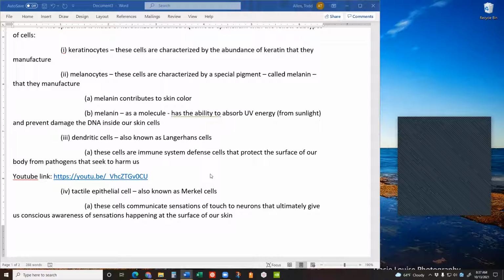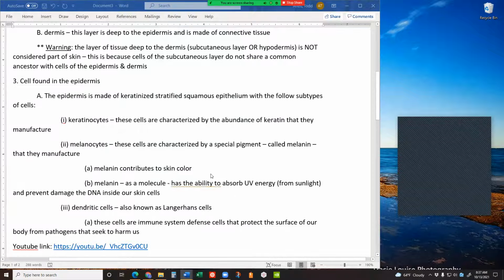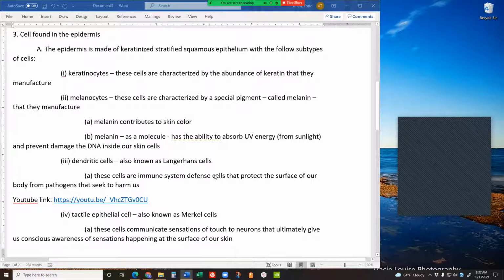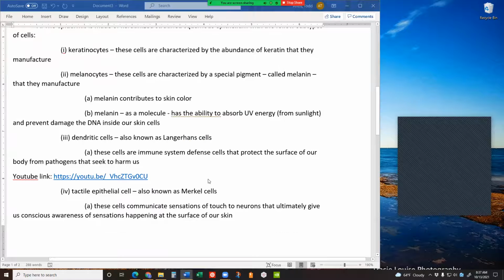All right. Okay, so we've now talked about the cells we find in the epidermis. We've given you a list of 4 major players: keratinocytes, melanocytes, dendritic cells, which are involved in the defense aspects of your skin, and the tactile epithelial cells involved in the sensations that we perceive on the surface of our skin, like someone giving us a hug or something like this.